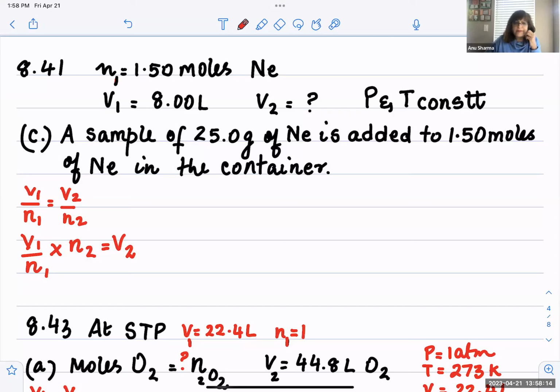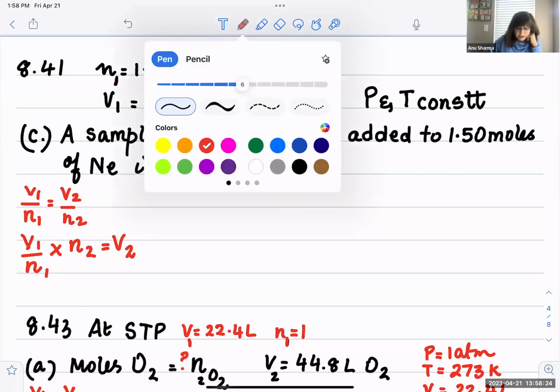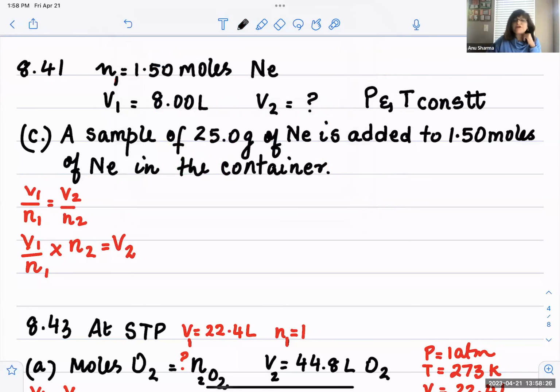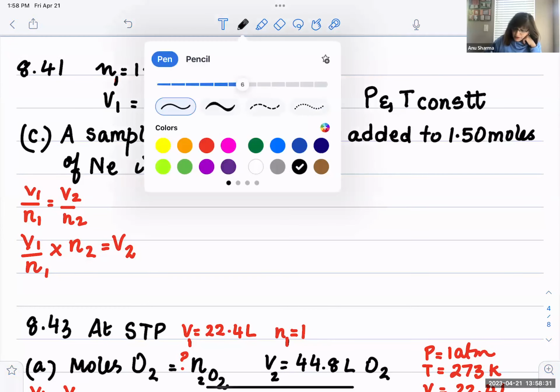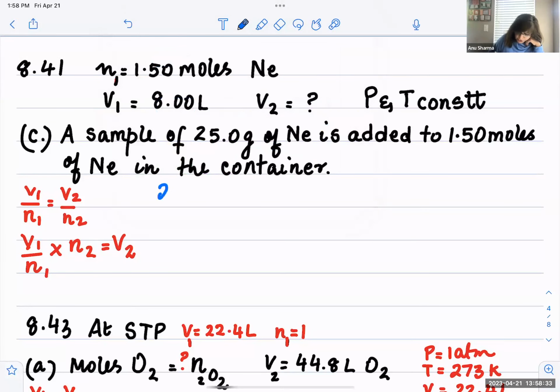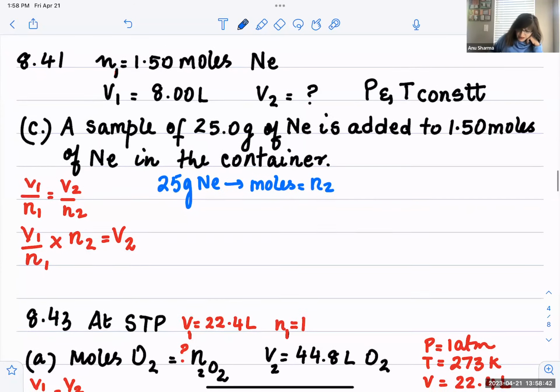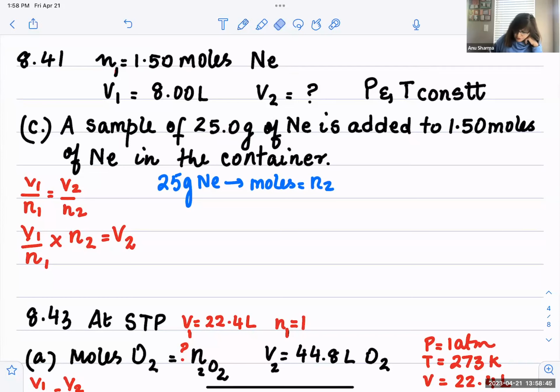And N2 is for a higher number of moles. So V1 over N1 times N2 is equal to V2. That's the rearrangement. Now, we are going to convert 25 grams of neon to moles of neon, and these moles of neon are part of the value of N2. Not actually the moles of N2, N2 will be the total after adding.